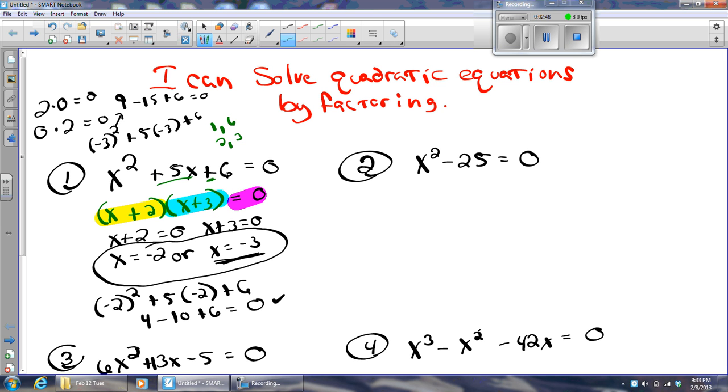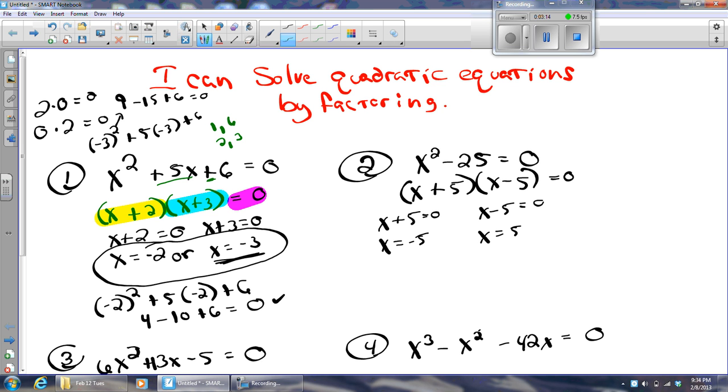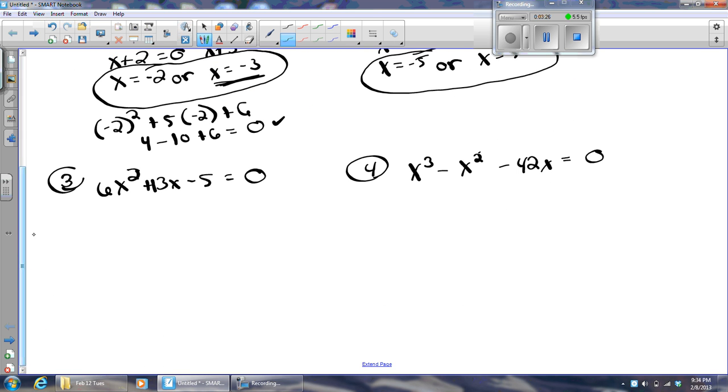Okay, so what did we do? We factored, and then we took each of the factors, set it equal to 0, and solved. Well, let's try this one here. Looks like a difference of perfect squares pattern to me, which means it'll factor as x plus 5 as a quantity and x minus 5 as a quantity. I take each of the factors, x plus 5 equal to 0, solve for x. Then I take x minus 5, set it equal to 0, solve for x. So that means that x equals -5 or +5 is a solution to this equation.